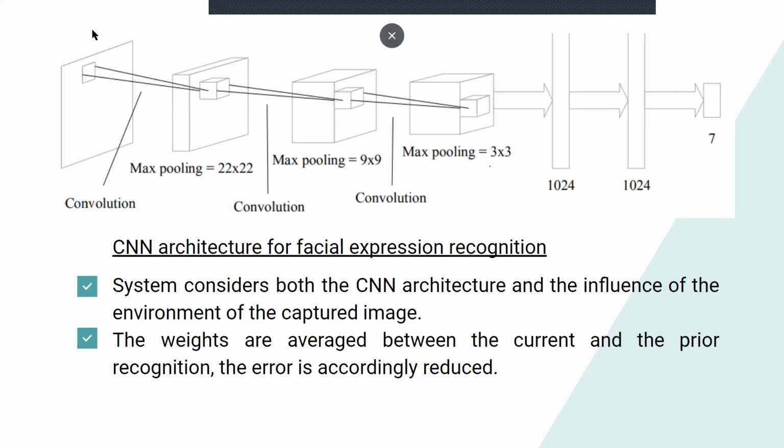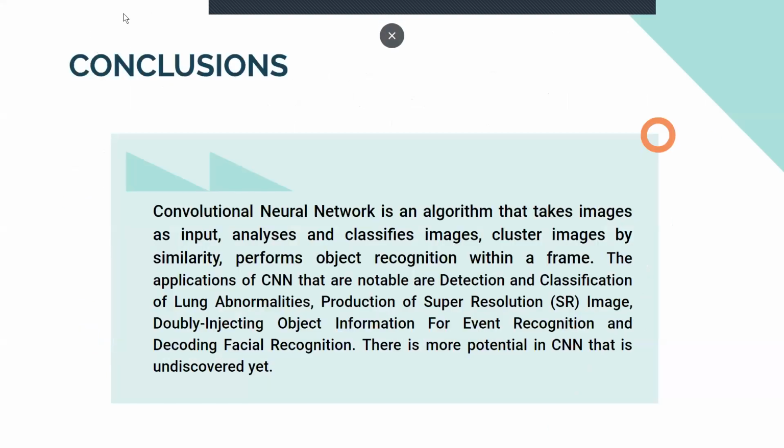Next. In a nutshell, a convolutional neural network is an algorithm that takes an image as input, analyzes and classifies the image, clusters images by similarities, and performs object recognition within a frame. The notable applications of CNN are detection and classification of lung abnormalities, production of super resolution images, doubly injecting object information for event recognition, and decoding facial recognition. There is more potential in CNN that is undiscovered yet.